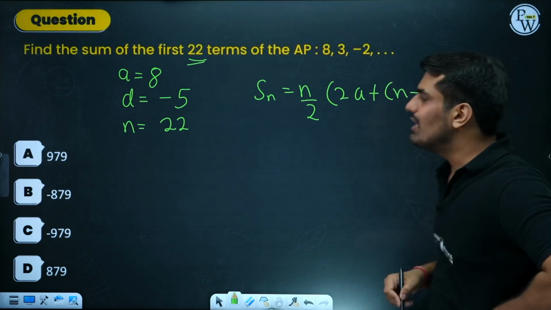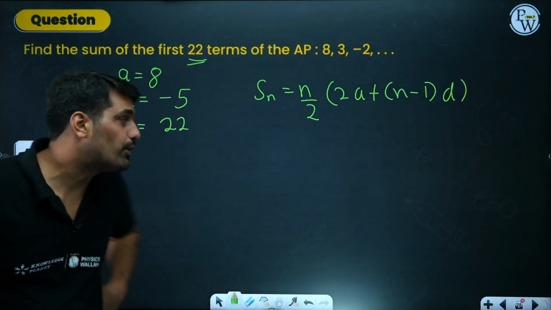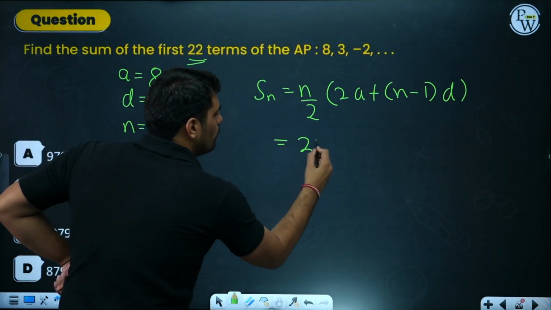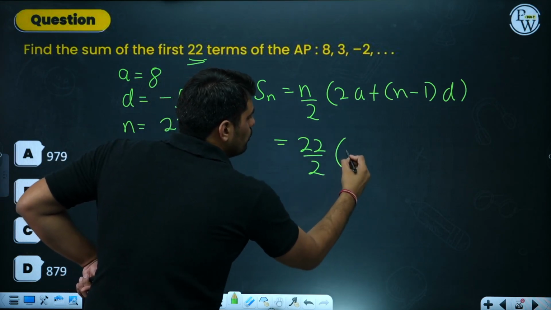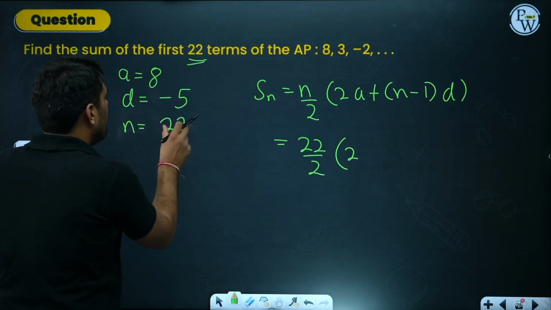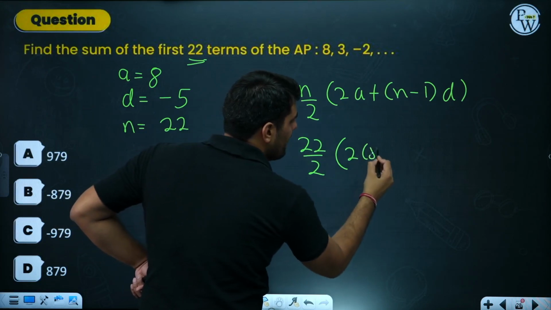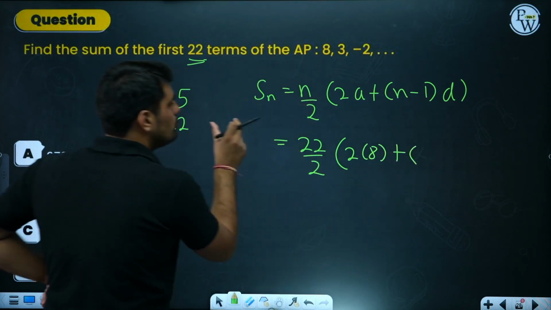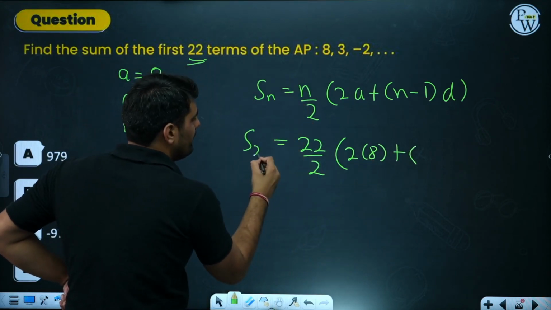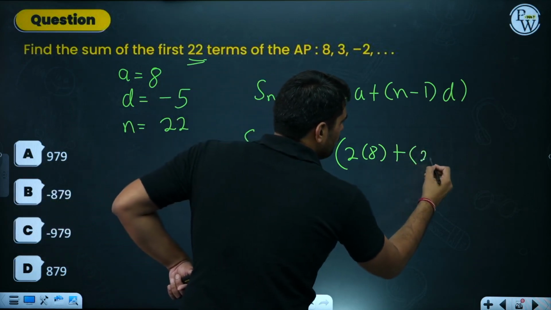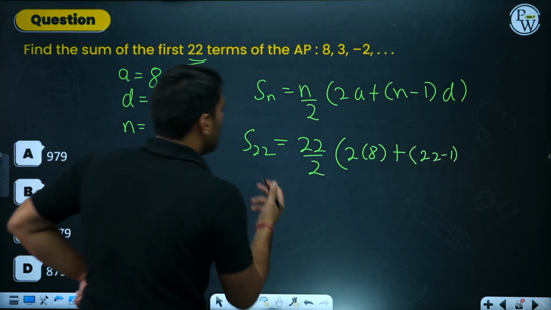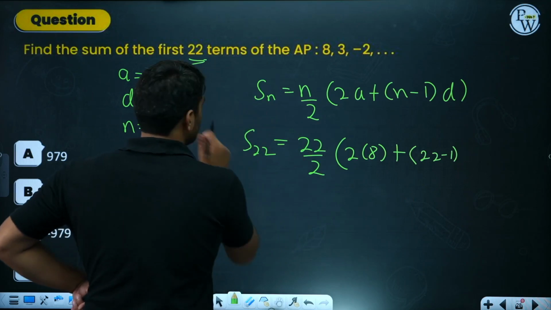So I put all the values over here. I have all the values required. That means 22 by 2 into 2 of A. A is 8 over here. 2 into 8 plus N. The N value is 22, so we are finding S22 over here. So 22 minus 1, 22 minus 1 into D. The D value is minus 5.